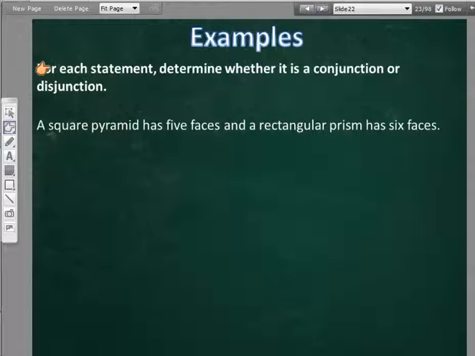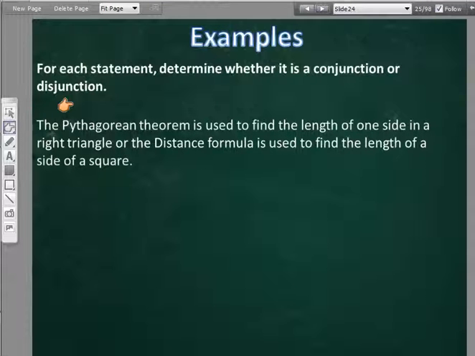Alright. For each statement, determine whether it's a conjunction or a disjunction. A square pyramid has 5 faces and a rectangular prism has 6 faces. So remember, when you have the word and, it's going to be a conjunction. The Pythagorean theorem is used to find the length of one side in a right triangle, or the distance formula is used to find the length of a side of a square. So remember, when you have the word or, it's a disjunction.